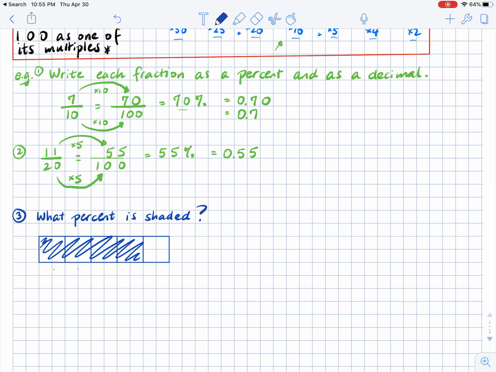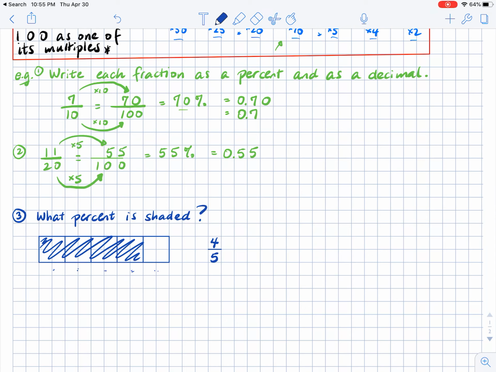So the first thing to do is figure out, how many parts is this divided into? So I know I've got 1, 2, 3, 4, 5 parts. Since this diagram is divided into 5 parts, I know it's going to be divided into fifths. So how many fifths are shaded from this diagram? 4 out of 5 have been shaded.